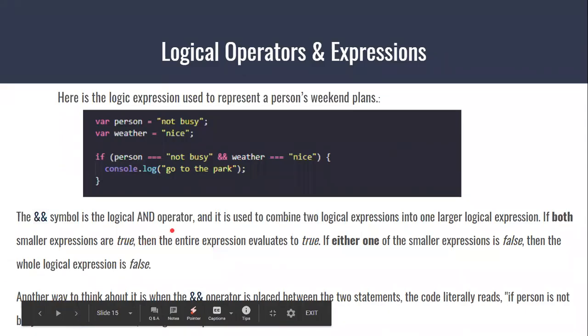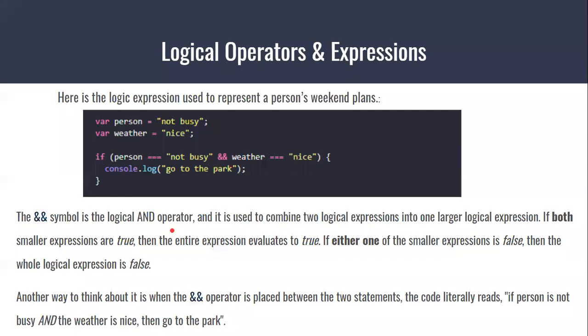So you may have seen it already and not understood what it was, but here's the logic. Here's a logical expression used to represent a person's weekend plans. So you have a person who's not busy because he's in lockdown, right? And the weather is nice, and you do a check, but you're testing for two conditions now. Instead of doing nested if statements, you could easily do a nested if statement for this, but you're doing a double operation here. So you are checking if he's not busy and the weather is nice. And this is an and operator, then we're going to go to the park while the weather is good.